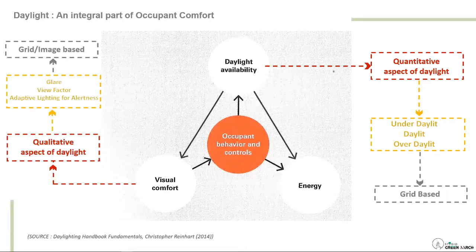While coming to visual comfort, it is basically a qualitative aspect of daylight, where we try to understand image-based simulations such as glare, view factor, or adaptive lighting for alertness. That is particularly what we also call circadian simulation, right? So in today's industry, if you are performing these simulations for a comfort analysis or for any rating system, daylight is divided into two parts: daylight availability and visual comfort, right?